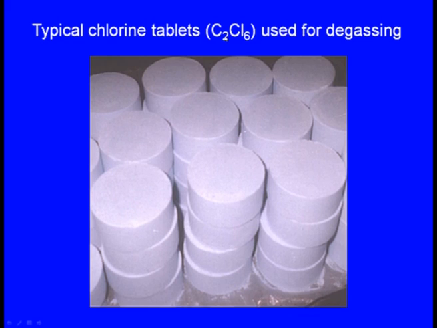So these are the typical chlorine tablets, and their formula is C2Cl6. So these are the tablets. These tablets can be force dipped inside the molten metal. Once we dip these tablets inside the molten metal, chlorine gas will be released. This chlorine gas takes away all the dissolved gases.